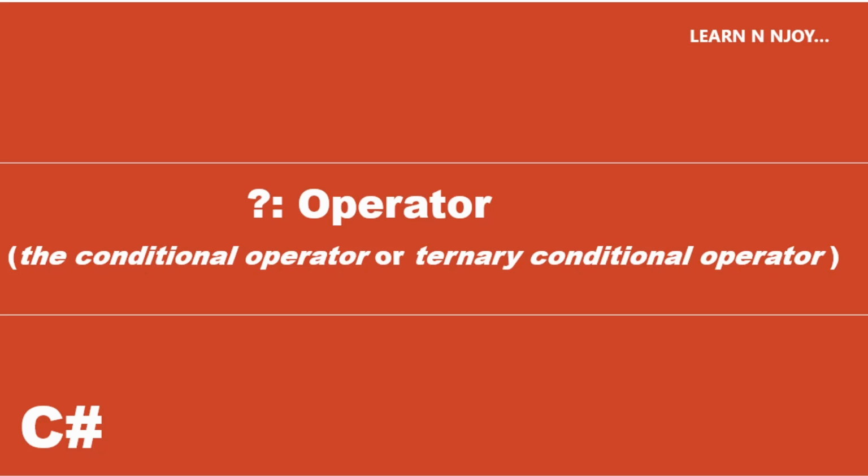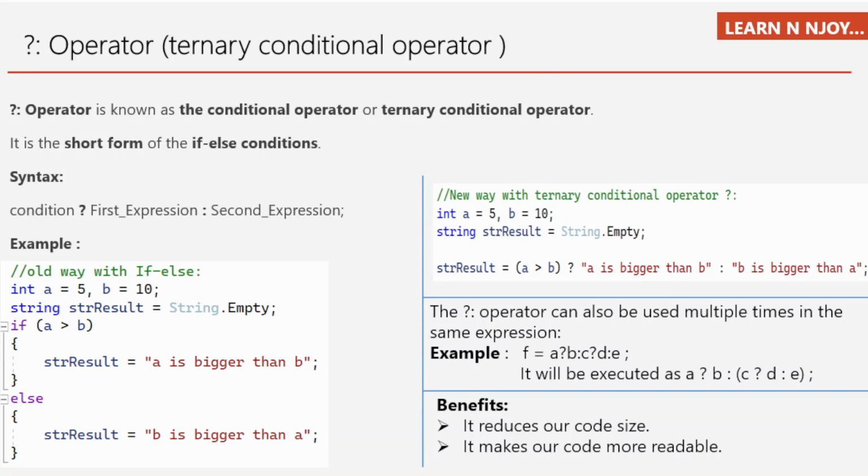The question mark colon operator is nothing but the conditional operator, or ternary conditional operator. Basically, it is a short form of if-else conditions. If you see the syntax: condition, question mark, first expression, colon, second expression. What it means is, if the condition returns a true value, then the first expression will get evaluated. Otherwise, the second expression will get executed, right?